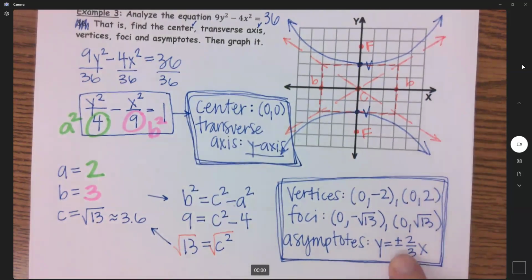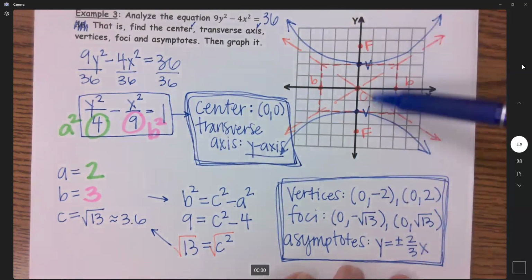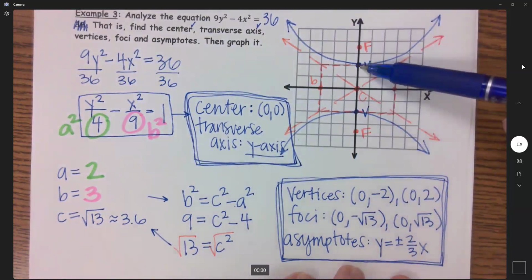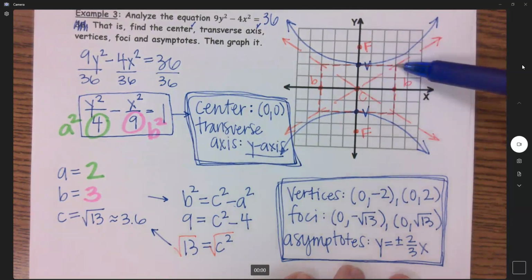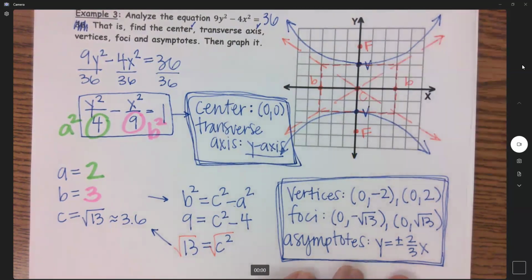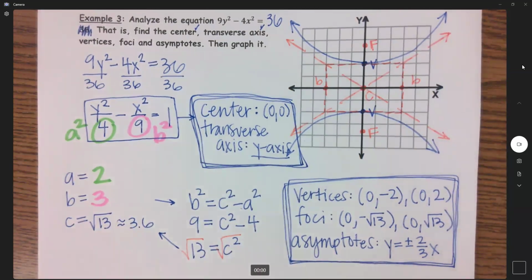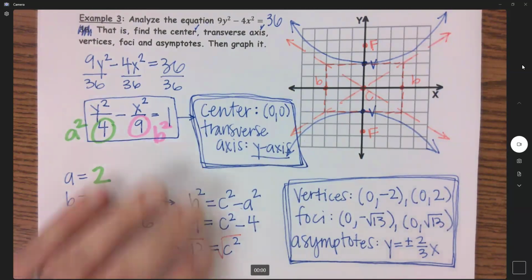And again, if we're looking at that asymptote, we have rise over run. I am rising 2, and I am running 3. There's my positive slope. I am rising 2, and I'm running a -3. So there's your negative slope for those asymptotes. Let's do one more example here.